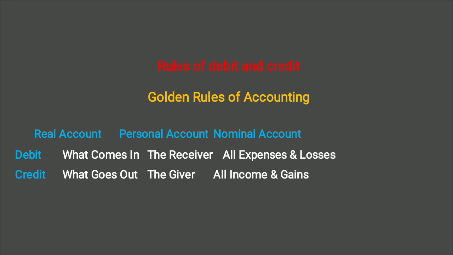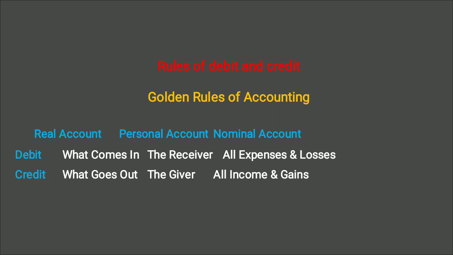So the rule for real accounts is: debit what comes into the business, whatever things come into the business, that we have to debit, and whatever items are going out of the business, that we have to credit. This is for the real account. And for the personal account we debit the receiver.